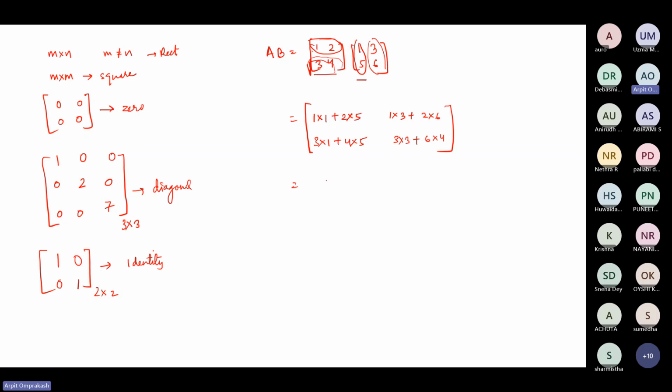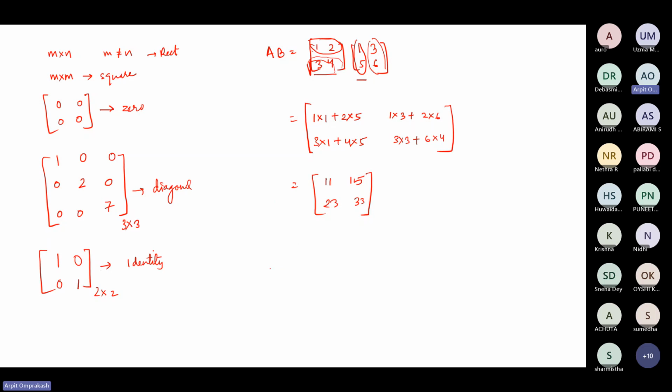Now we'll solve this. It's 11, 15, 23, and 33. In this case, it happens that both the matrices are square matrices. You can also multiply rectangular matrices with each other.